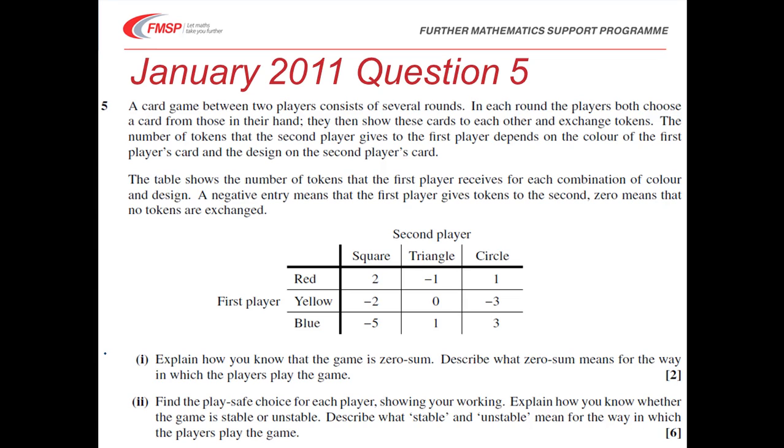Okay? So a number of different things we have to do. First of all, we have to explain how we know that it's a zero-sum game and describe what that means for the players playing the game. We've got to find the play-safe choice for each player, showing your working, to decide whether or not the game is stable or unstable, and to describe what that means for how the players are going to play the game.